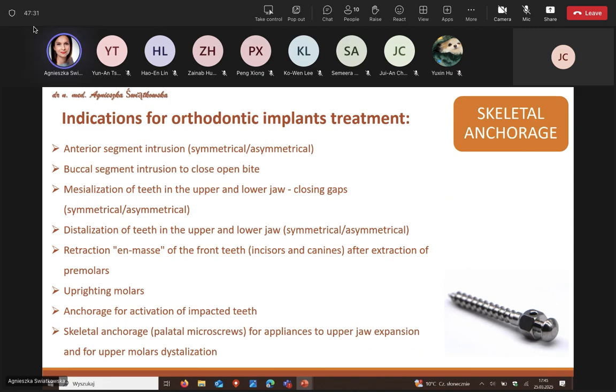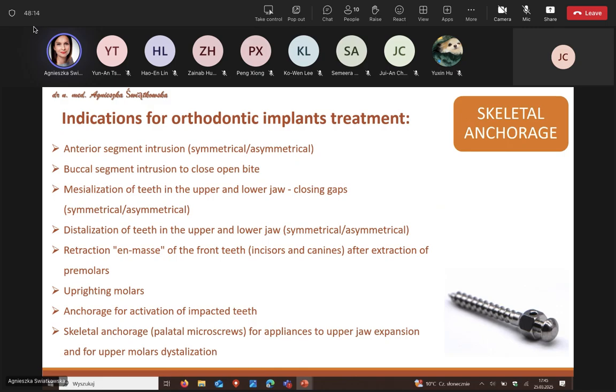Mesialization of teeth in the upper and lower jaw. When we are planning closing gaps, it could be symmetrical or asymmetrical distalization of teeth in the lower and upper jaw, retraction en masse of the front teeth. What does en masse mean? Earlier, if we made a decision about extraction of the first premolar, we couldn't think about closing these gaps after extraction by distalization of all the anterior teeth at once.